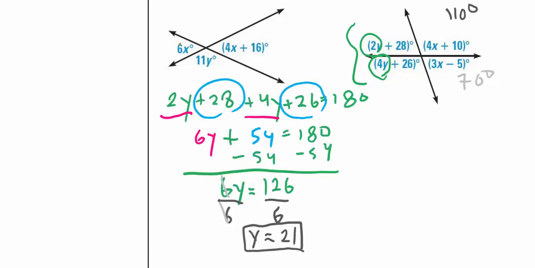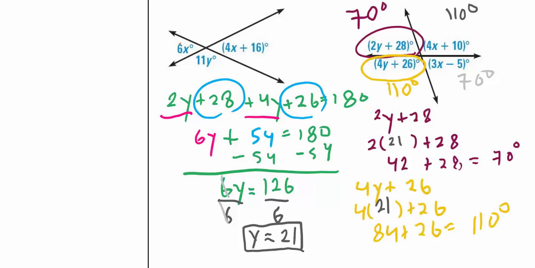So here's the setup. Of course, it's not equal to each other. It's equal to 180 because it's a linear pair. Here's some algebra. The value of y is 21. We now present the two angles. Now, of course, the 21 was plugged into both y values from these given angles.